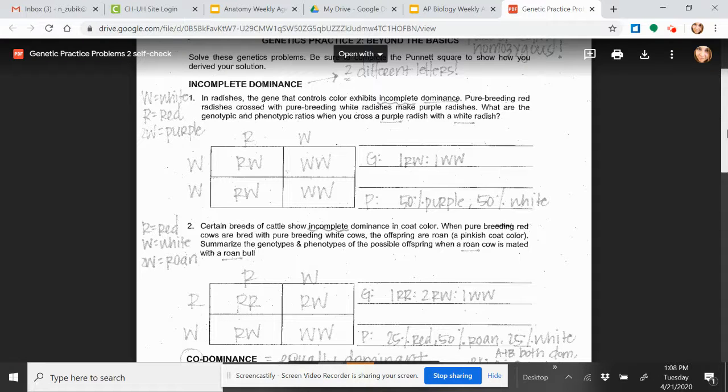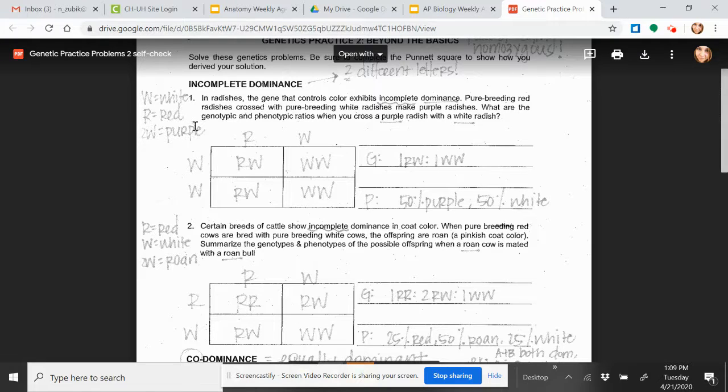For example, in radishes, the gene that controls color exhibits incomplete dominance. Pure breeding red radishes crossed with pure breeding white. So pure breeding also means the same as homozygous. And these two together make purple radishes. What are the genotype and phenotype ratios when you cross a purple with a white radish?